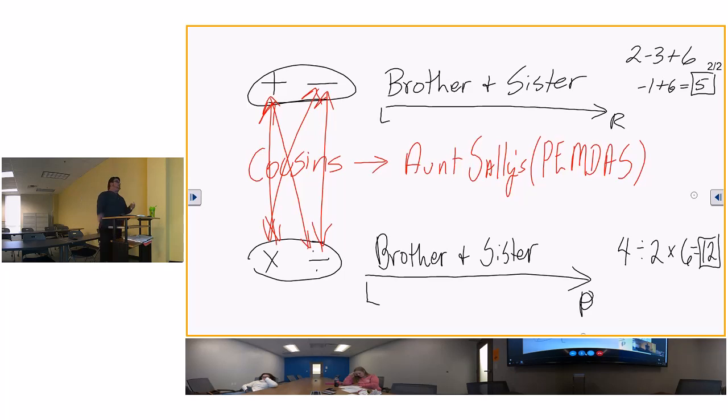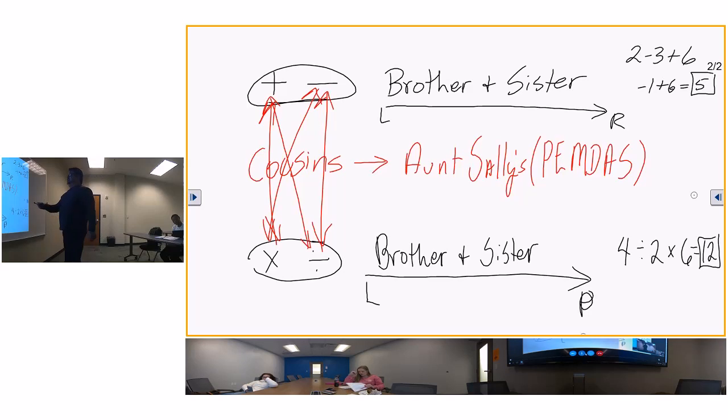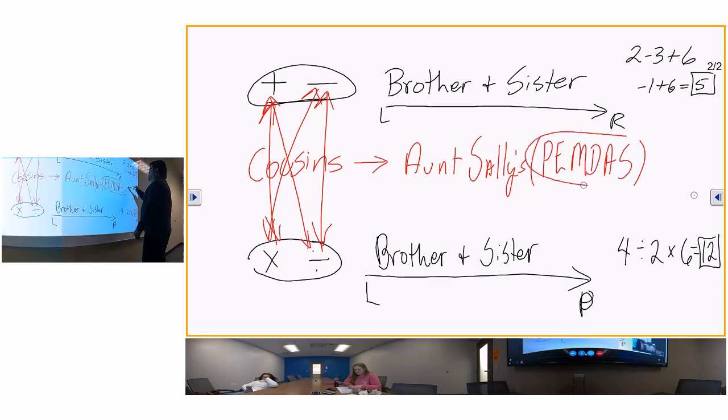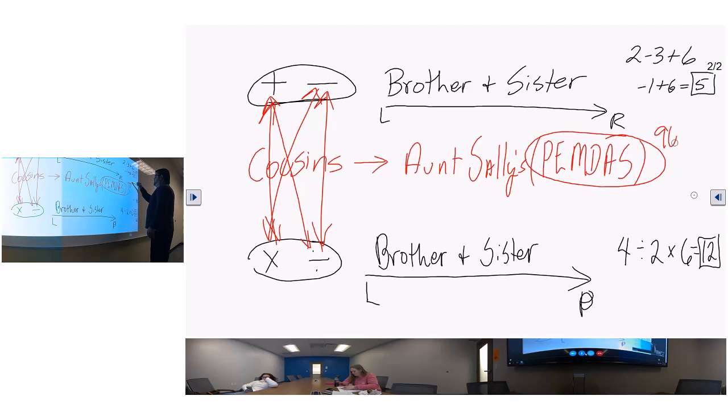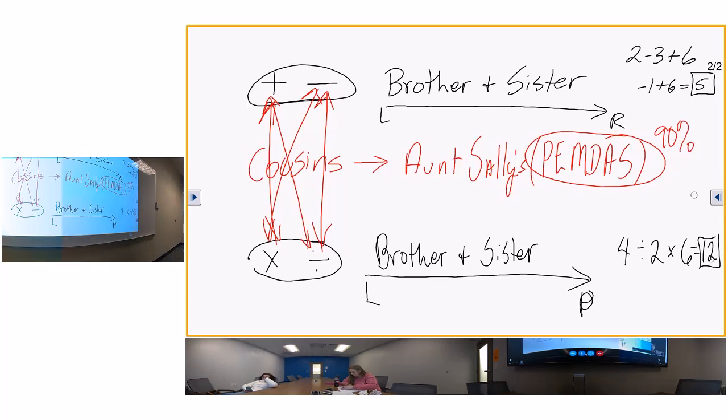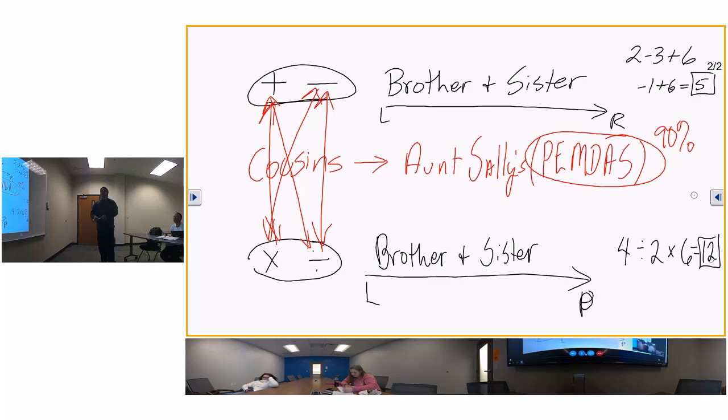All right, brother and sister, you go left to right. Cousins, you go to Aunt Sally's house. Now that's a review. Most of you should know that. But this right here does not work 100% of the time. It works about 90% of the time, because sometimes you will have a question on a test, and it is nothing but brother and sister. You go left to right. Does everybody understand that? Yes, sir.